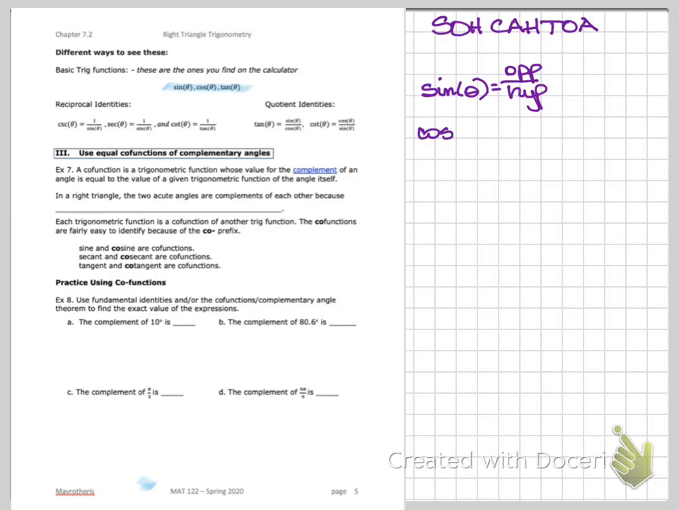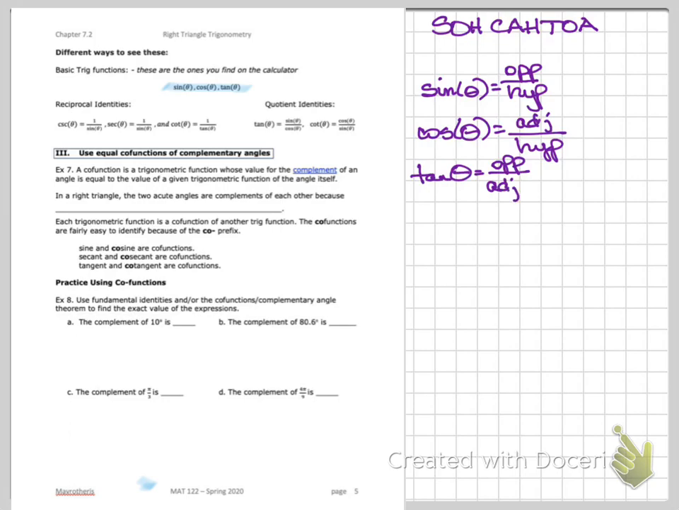The cosine of theta, the adjacent side over the length of the hypotenuse. And then the tangent of theta, which is going to be the length of the opposite side over the length of the adjacent.